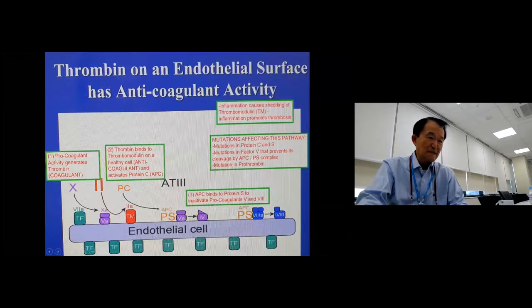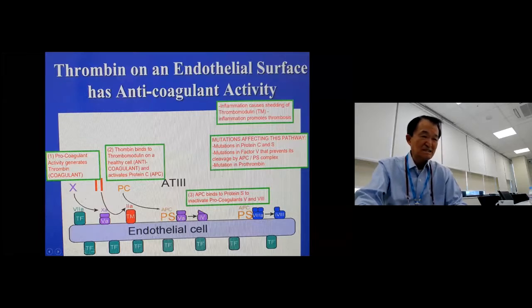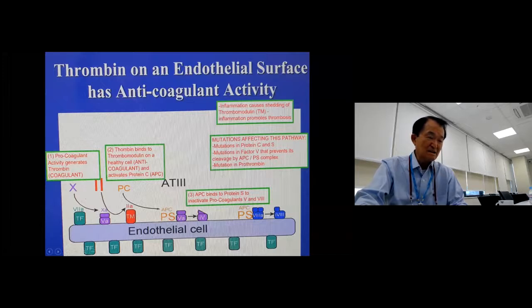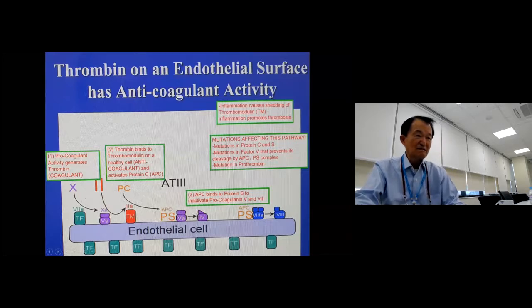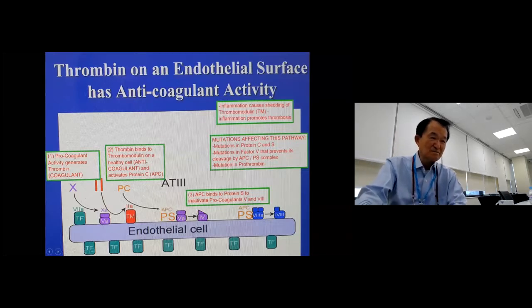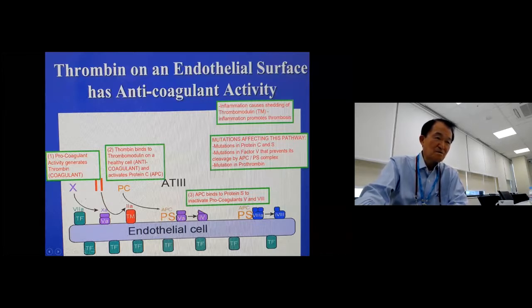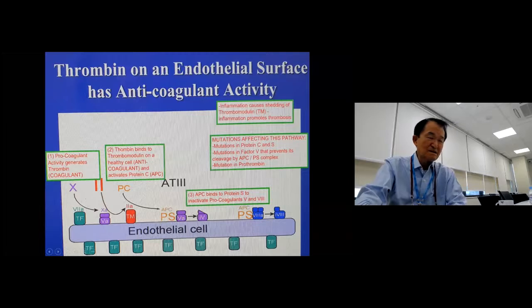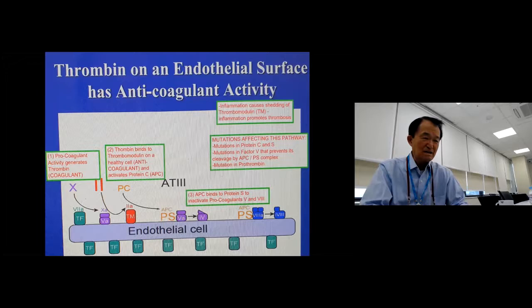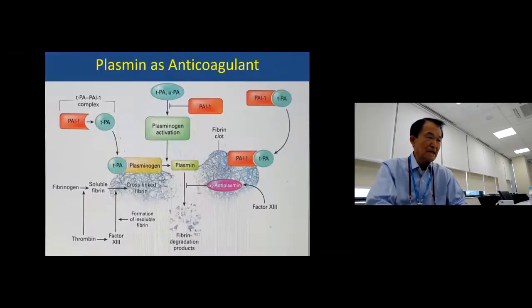So if there's a mutation in protein C or S, and if there's a mutation of factor 5, and mutation in thrombin, that will all cause problems. Certainly inflammation causes the shedding of this thrombomodulin. And so inflammation, as I mentioned many times in this lecture, triggers all kinds of diseases. And so plasmin is an anticoagulant.